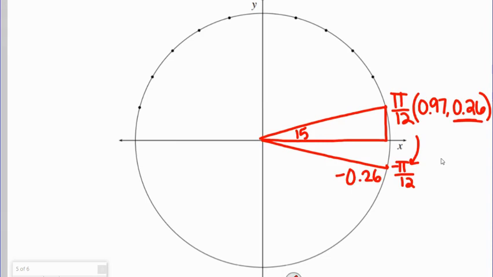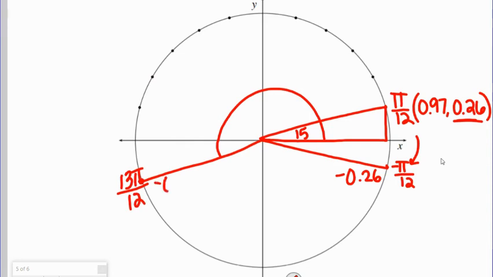The next one, the cosine of 13 pi over 12. Okay, well, 12 pi over 12 is here, so 13 pi over 12 would be here-ish. Okay, so this is 13 pi over 12. If I want the cosine, I want the x-coordinate. In that quadrant, the x's are negative. So that means that the x-coordinate, or the cosine, is negative 0.97.